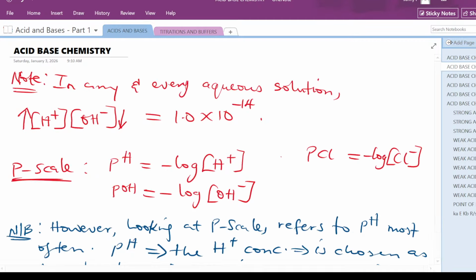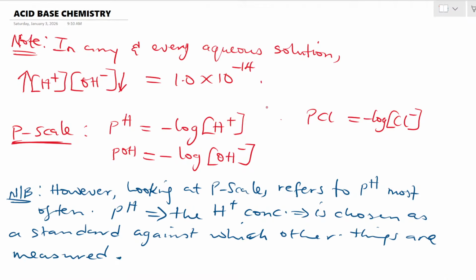Okay, so we are right here. So the P scale, we have the pH, which is the negative log of hydrogen ion concentration, and we also have stuff like the pOH. That becomes negative log of what? Hydroxide ion concentration. And we also made mention of pCl, which is the P chloride scale, and we have negative log of what? Chloride ion concentration. So we said it could be P anything.